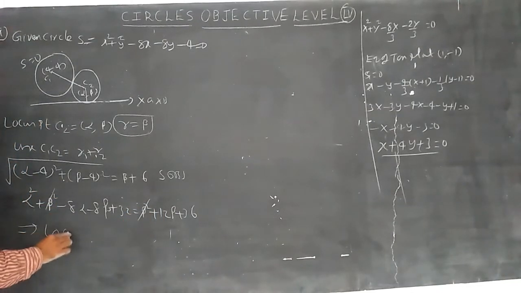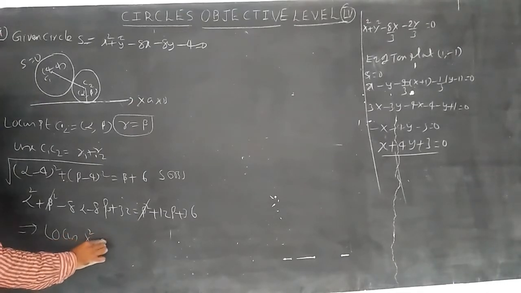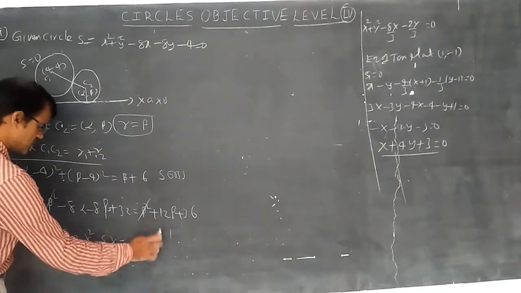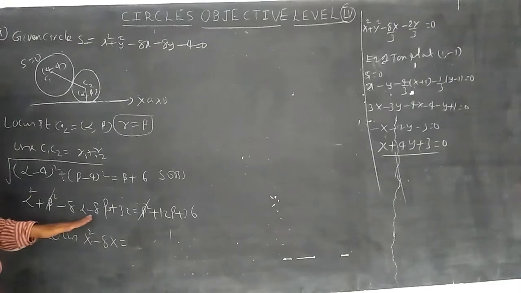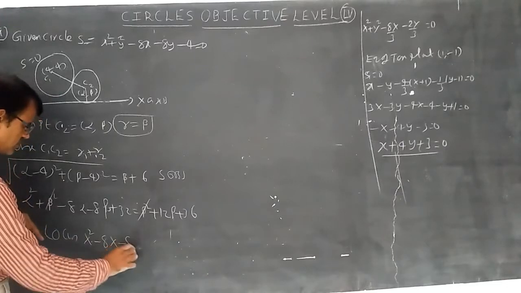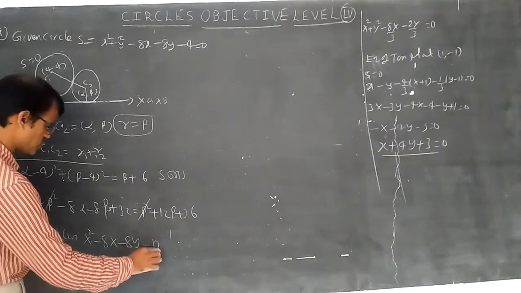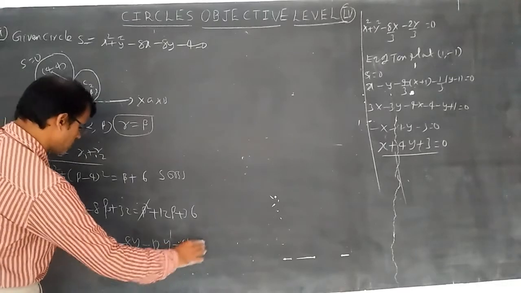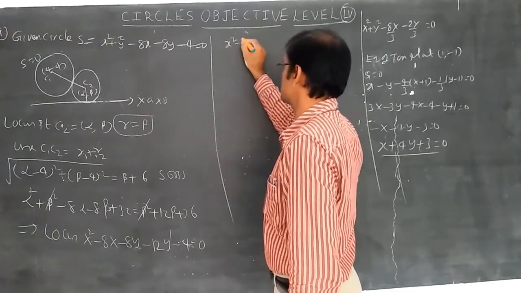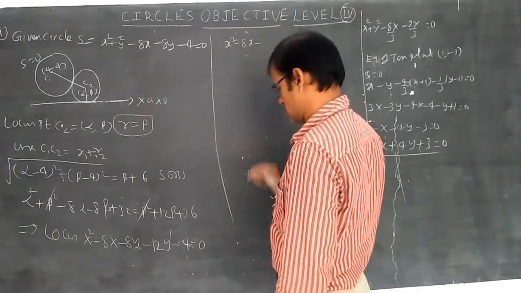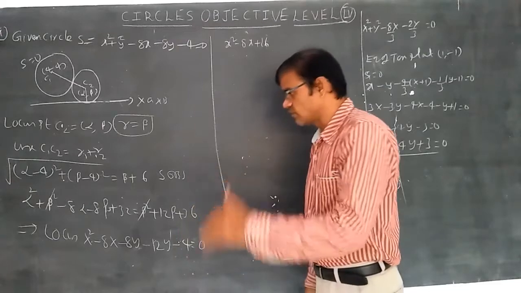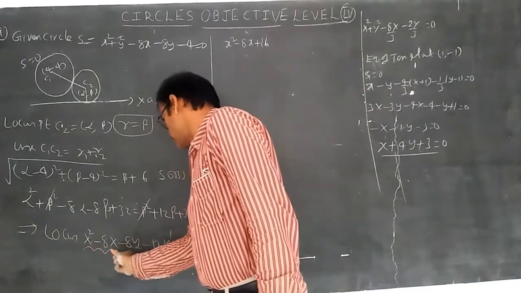Now I am writing the locus: x square minus 8x minus 20 y minus 4 equal to 0. In the next step, we can write x square minus 8x plus 16. Of course, plus 16 is not needed, but now I am converting it to the formula a minus b whole square here.